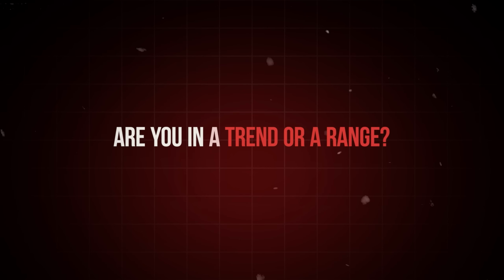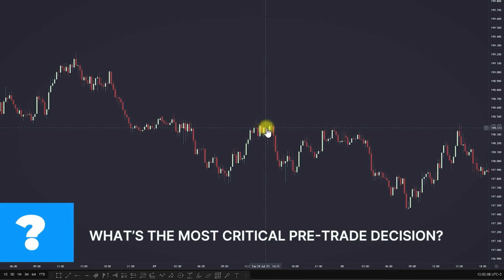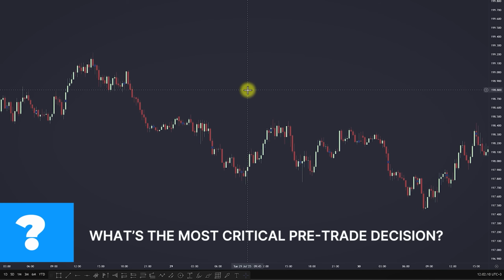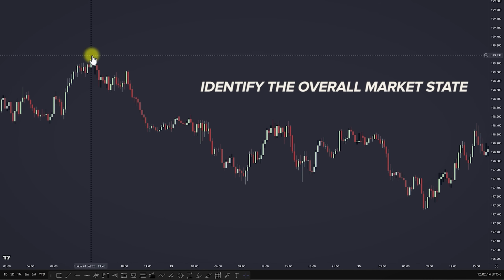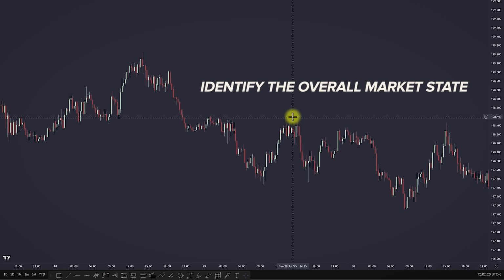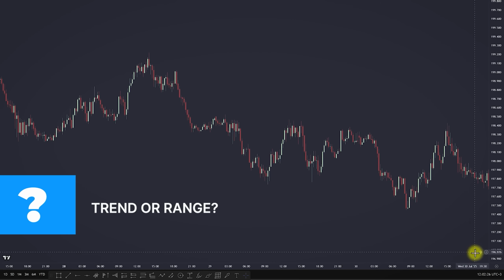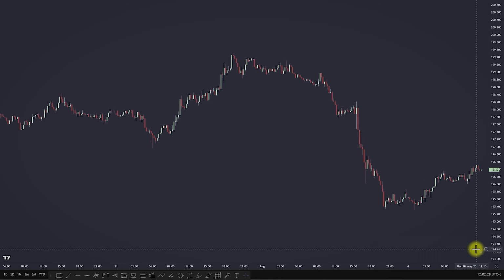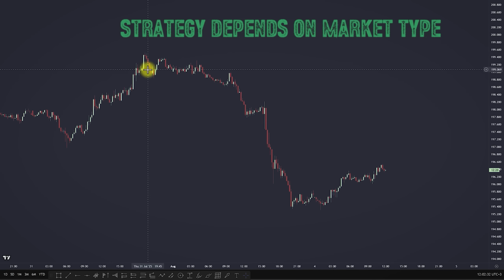Okay, so you can read basic structure. Now, let me show you the most important decision you must make before even thinking about a trade. You have to identify the overall market state. Before you even think about entering a trade, you must answer one simple question. Are you in a trend or a range? This is the most important first decision you'll make, because different strategies apply to trending markets versus ranging markets.